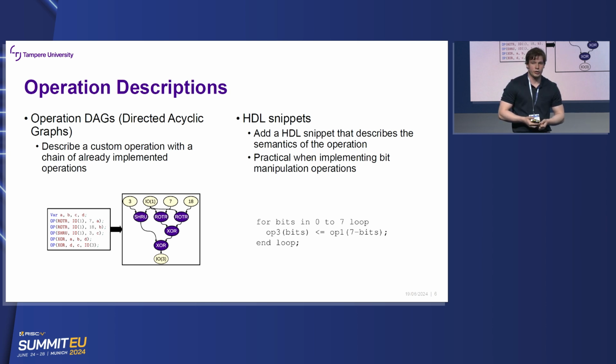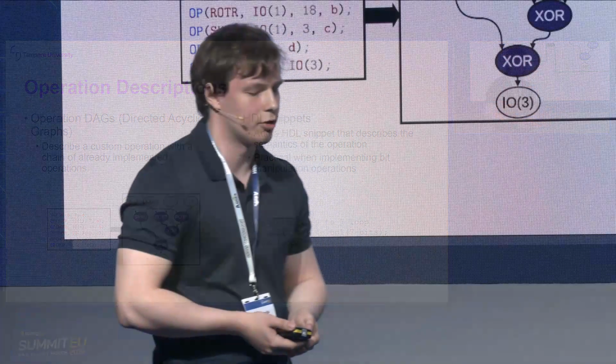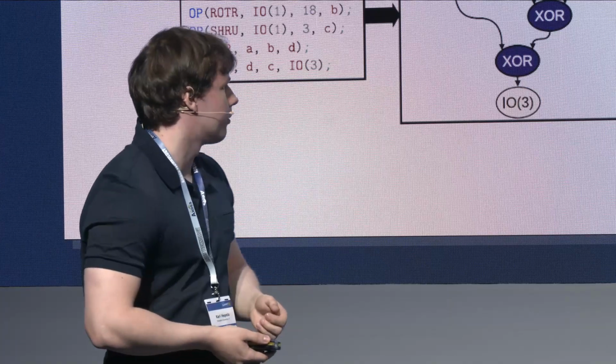In terms of operation descriptions, there are essentially two ways to add new custom instructions. And the more convenient way is so-called operation DAGs, so directed acyclic graphs. And the idea is that you use basic operations to describe the semantics of your new custom instruction. So here we have an example where we combine rotations, shifts, and XORs to form this sigma function. And it forms this graph structure. And I think this is quite a convenient way of describing operations.